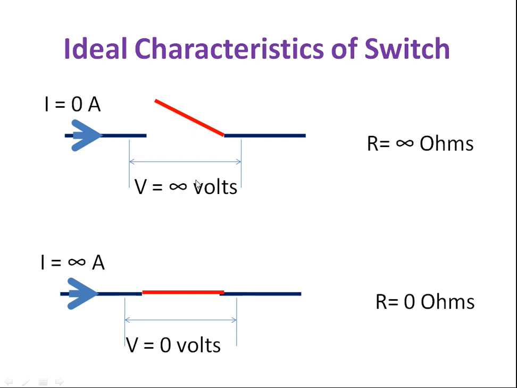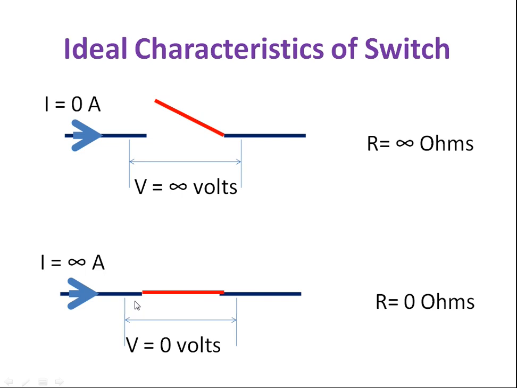When it is in open condition, the voltage across the switch must be infinity. It means your switch has to withstand infinite voltage during open condition. The current flowing through the switch is 0. If the current is 0, automatically the resistance will be infinity. So R equal to infinity.